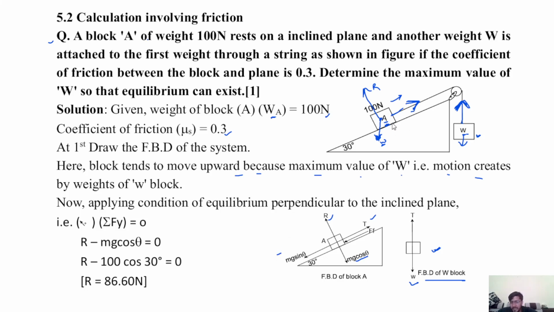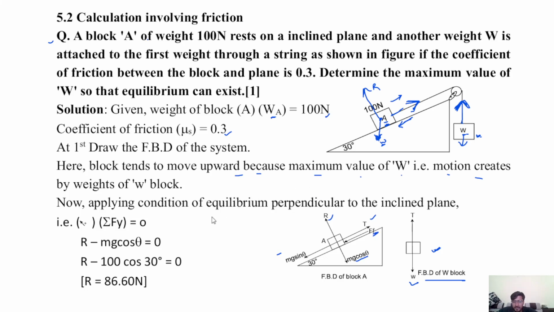Since block A tends to move upward when W is maximum, the friction force acts in the direction opposite to the movement, which means the inclined leftward direction. So Ff is in the inclined leftward direction, which is opposite to the movement.